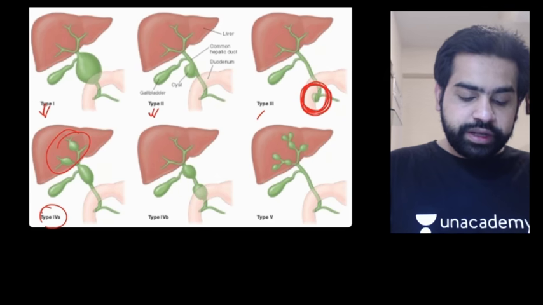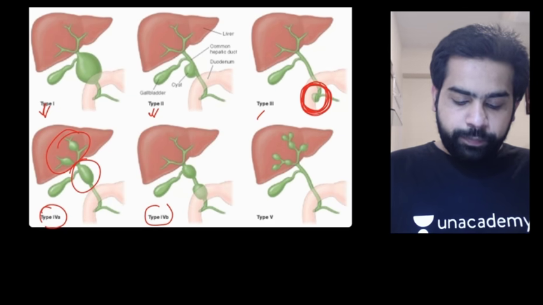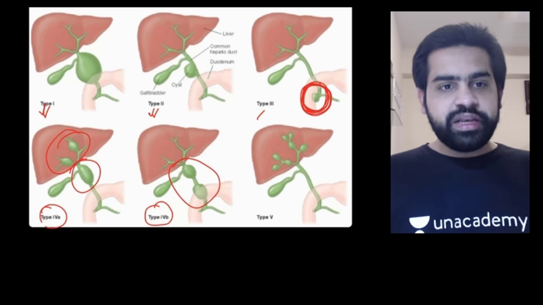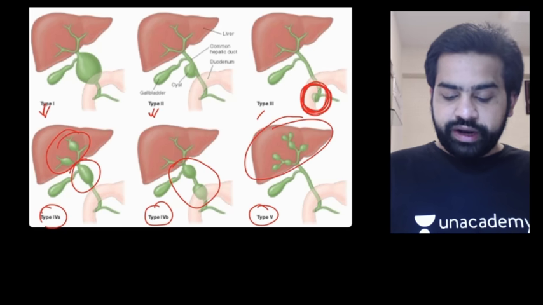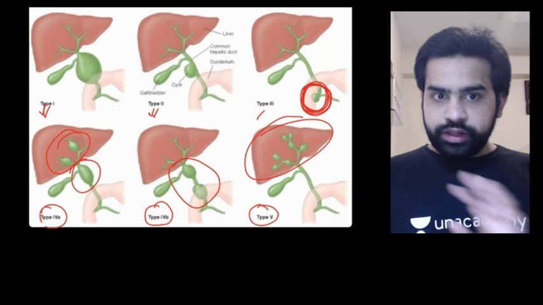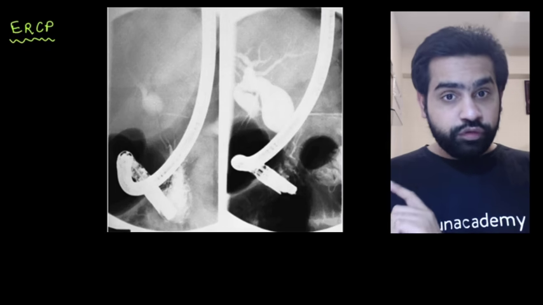In type 4A there is both extrahepatic and intrahepatic dilation, so both are dilated. In type 4B only the extrahepatic biliary tract is dilated, and Caroli's disease, type 5, is multiple intrahepatic dilations. I hope you get this. This is the classification. Now let's come back to the image which we had. So we had an image of an ERCP.